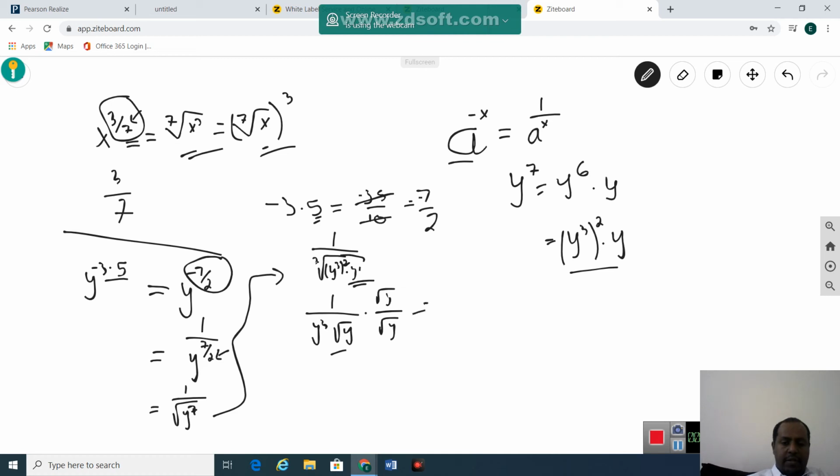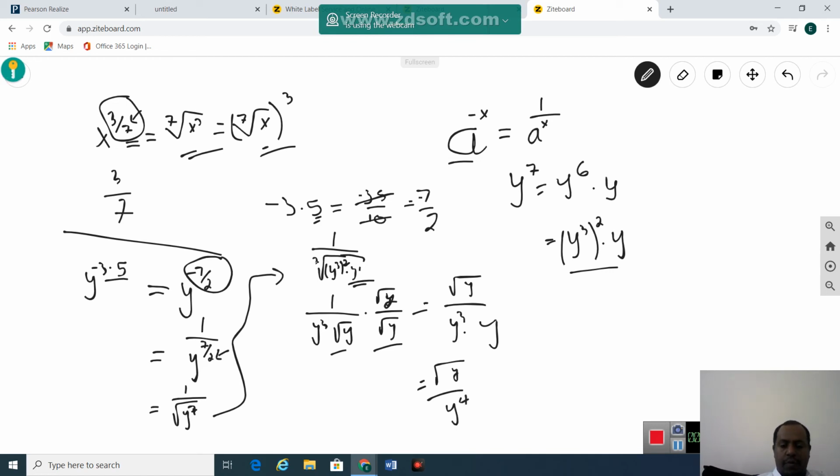Then what will I get? The numerator is 1 times the square root of y, which is the square root of y. The denominator is y to the power of 3 times the square root of y times the square root of y, which is y, so I get y to the power of 3 times y, and that will be y to the power of 4. So my final answer will be the square root of y over y to the power of 4.